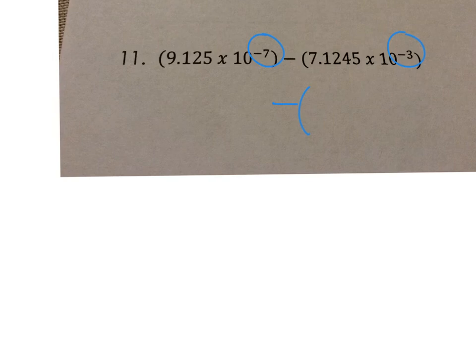So I know that I need to leave this one the same. And the first one, I need to move my decimal 4 to the left because -7 is 4 different than -3. So 1, 2, 3, 4. So I get 0.0009125 times 10 to the -3rd. Here's my new problem. What I'm going to do now is, because it's subtraction, I have to take this number minus this number on my calculator.